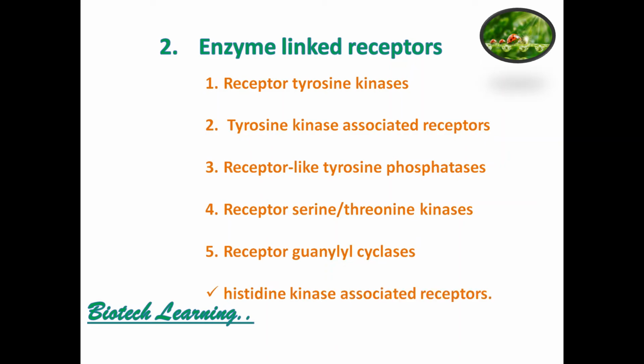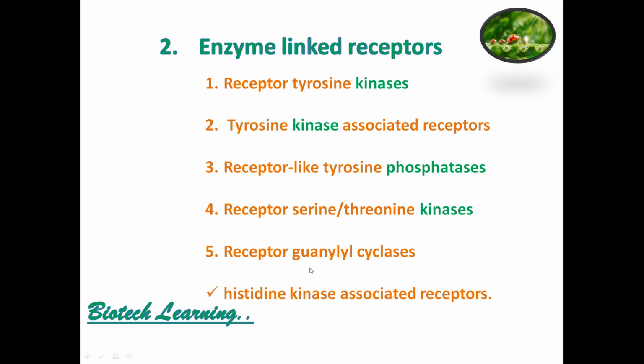So these are the 5 major families, and here you can see these are receptor tyrosine kinases, tyrosine kinase associated receptors, receptor-like tyrosine phosphatases, receptor serine threonine kinases, receptor guanylyl cyclases, and this histidine kinase associated receptor is also analogous to the first one. So you can see there are kinases, phosphatases. So that's why we have talked about kinases and phosphatases.